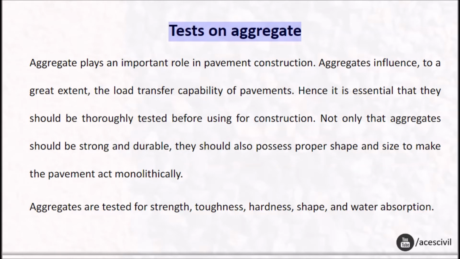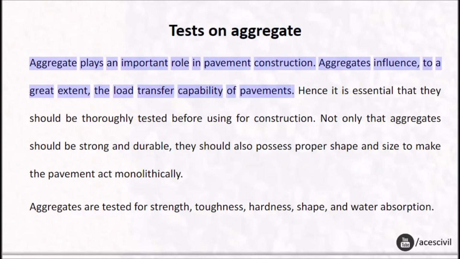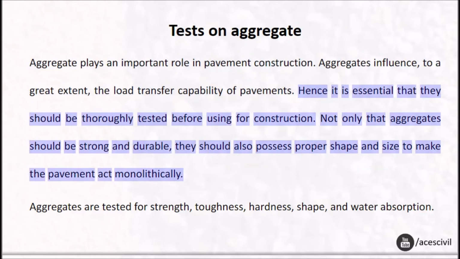Tests on aggregate. Aggregate plays an important role in pavement construction. Aggregates influence, to a great extent, the load transfer capability of pavements. Hence it is essential that they should be thoroughly tested before using for construction. Not only should aggregates be strong and durable, they should also possess proper shape and size to make the pavement act monolithically.